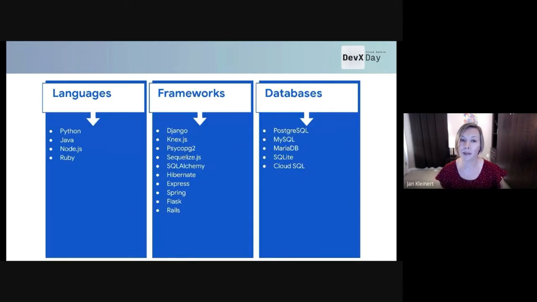SQL Commenter is available for Python, Java, Node.js, and Ruby, and it's supported already by several frameworks that you can see here. It's also been tested against a number of databases, including Postgres, MySQL, MariaDB, SQLite, and CloudSQL. If you're not using one of the supported ORMs, you can still use SQL Commenter's algorithm to generate comments yourself and tag SQL statements.